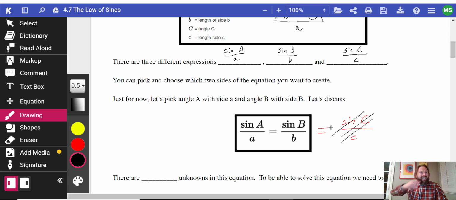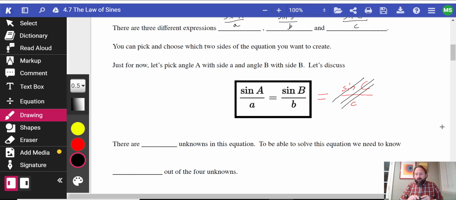In this equation, how many unknowns do we have? Think about it this way. What's the sine of A? We don't know. It's an unknown. What is the length of A? We don't know. This is just a representation of a hypothetical triangle. This leads into the idea that there are four unknowns. There are four unknowns in this equation.